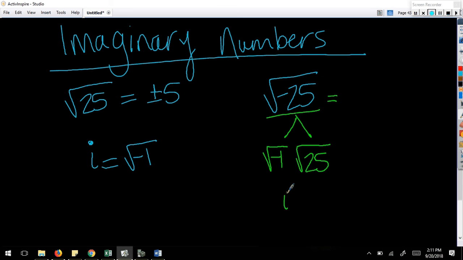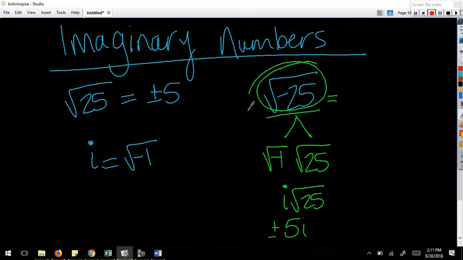So this becomes i times the square root of 25. And you told me the square root of 25 is 5. So I would have 5i, and it still gets the plus or minus. So actually, the square root of negative 25 is plus or minus 5i.